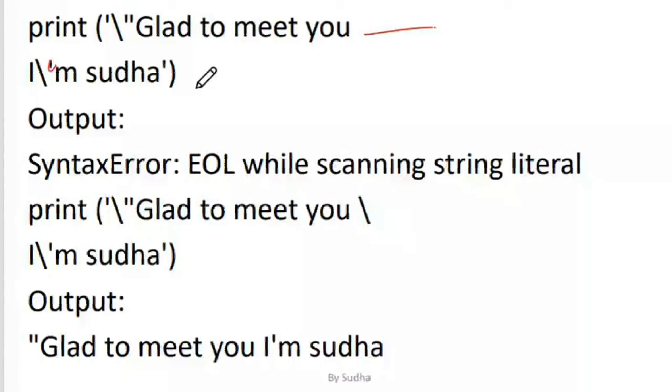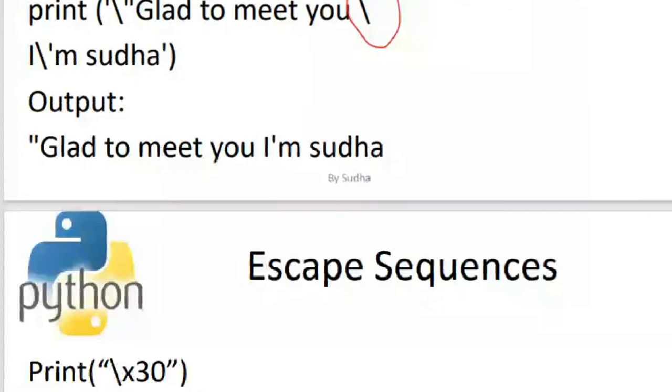To write in two different lines, you can use this backslash over here, wherein your interpreter will understand that there is some more text to follow. So you can use this backslash like so. And the next one is here, wherein I have given the hexadecimal code.